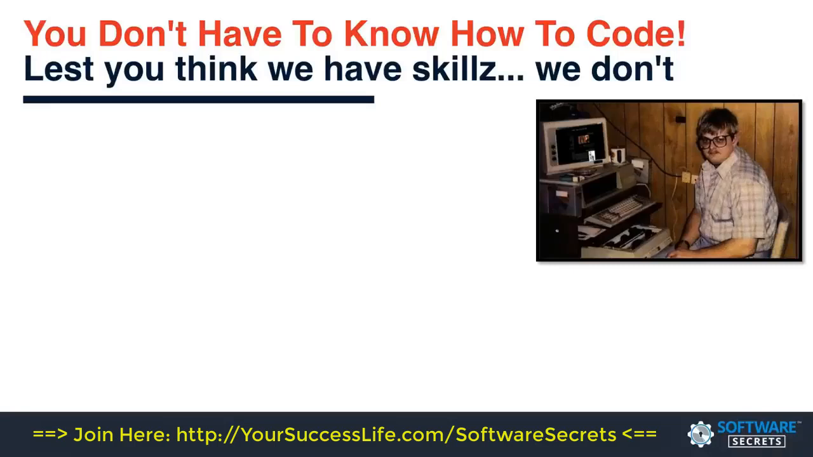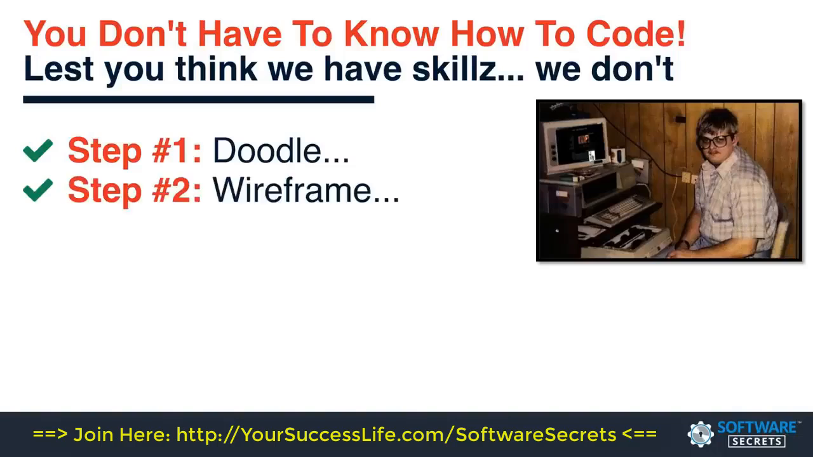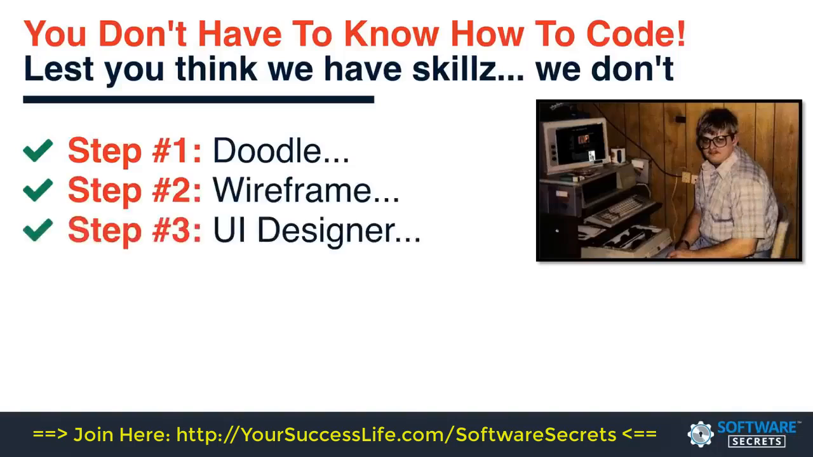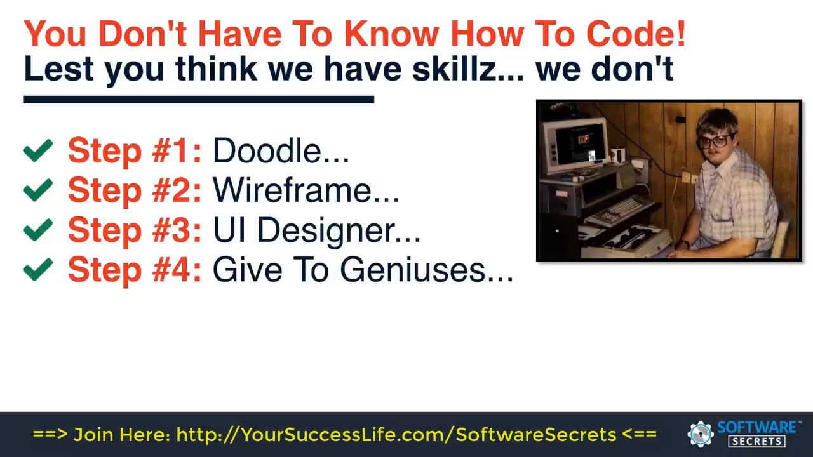So cool. All right, so let me show you guys. This is the 4-step process. If you had a pad of paper, this is the most important thing you will learn besides when I prove Einstein's an idiot. This is the most important thing of this webinar, so write these down. This is the process to create any software you want. Step number 1, you doodle it. Step number 2, you wireframe it. Step number 3, user interface designer. Step number 4, give it to the geniuses. Okay, that's it. Number 1, doodle. Number 2, wireframe. Number 3, UI designer. Number 4, geniuses. Okay, that's it. Let me show you how it works.